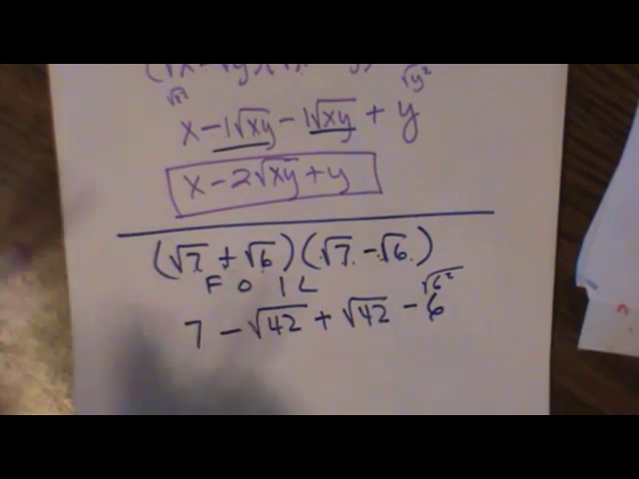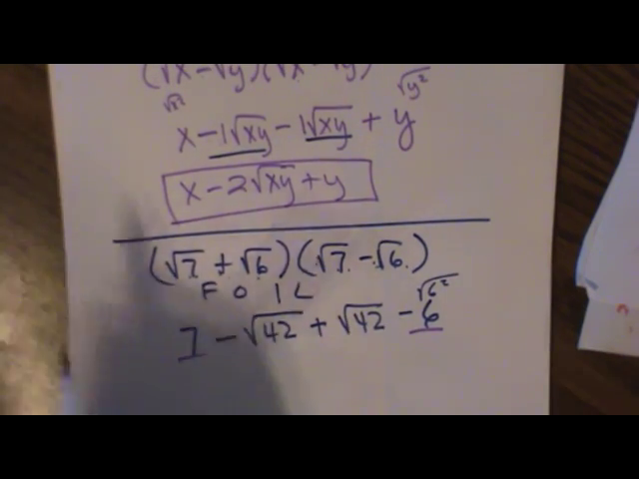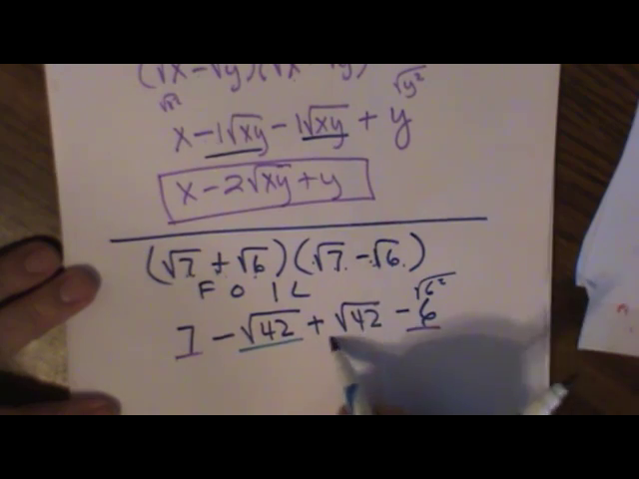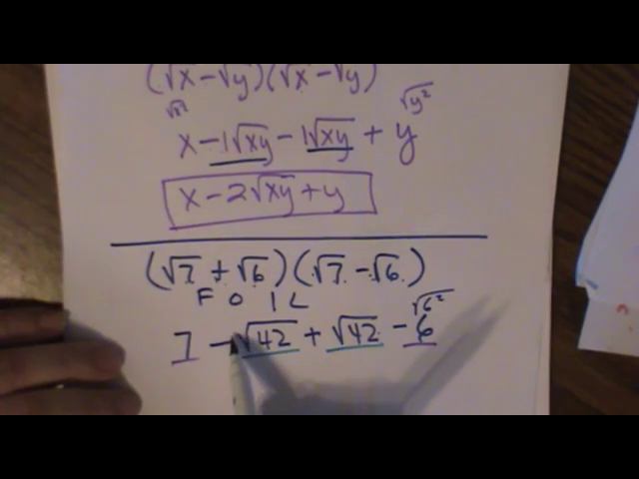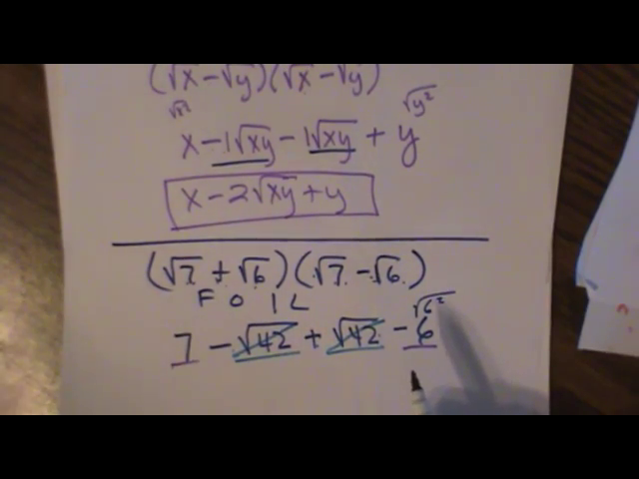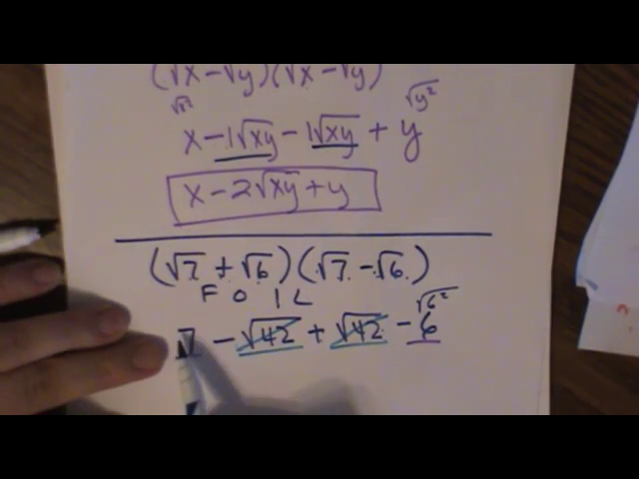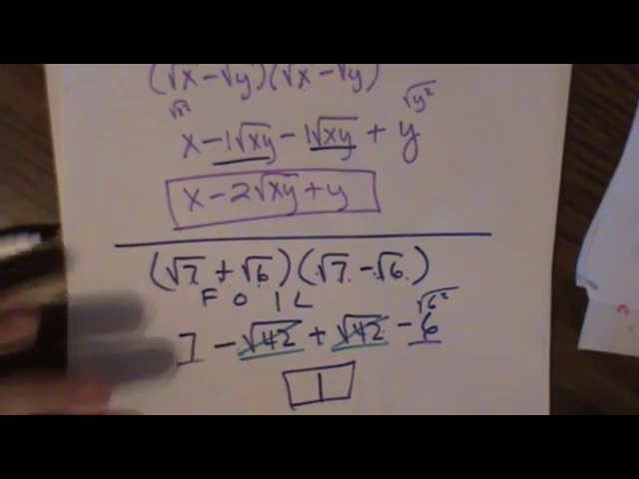Do we have any like terms? Yes, we do. We have our numbers, and we also have these here. The radicand inside is exactly the same, and so is the index, so those are like terms. Interestingly, we have a negative 1 here and a positive 1 here, so those are just going to cancel out, because if you have one and you take one away, you don't have anything left. So our answer for this one would just be 7 minus 6, which is 1. And that is our answer.